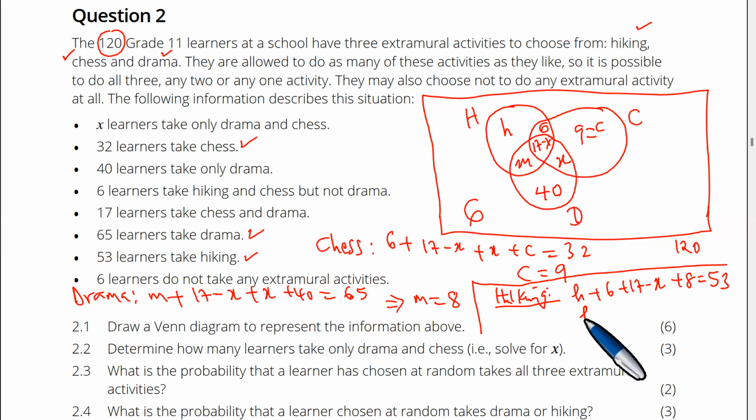You have those who are hiking only, right? You have 6 plus 17, which is actually 23. 23 plus 8, which is actually 31. Right. So you have 31 minus that, which gives you exactly 22, plus X. Right. So you have 22 plus X. Those are the ones that are hiking only.